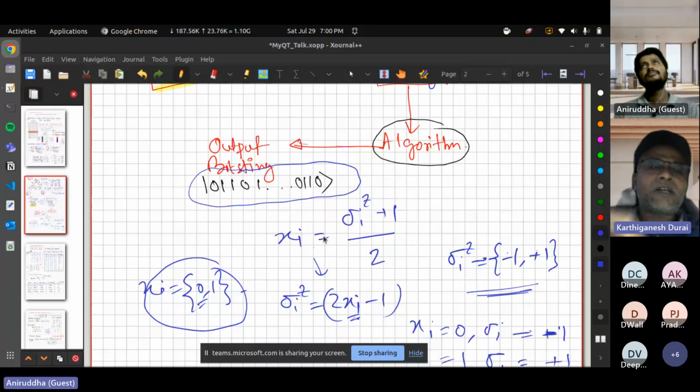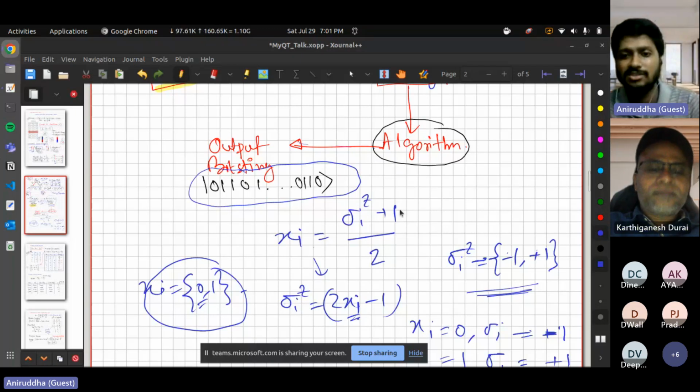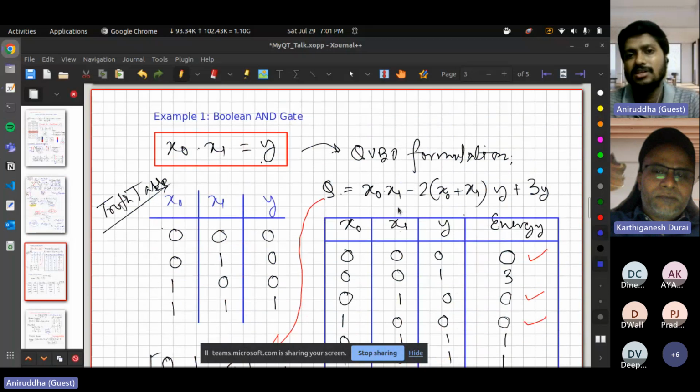Okay. And for imagination or visualization, can I visualize this as going from one coordinate system to another coordinate system? Can I consider that? Yeah, definitely you can. So it's a linear transformation. You are changing the coordinate system. It's a 0-1 basis, and you are converting it to a -1/+1 basis. So you can definitely visualize it in the way that you mentioned.